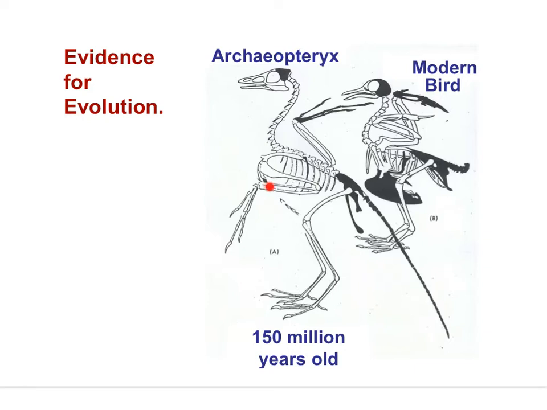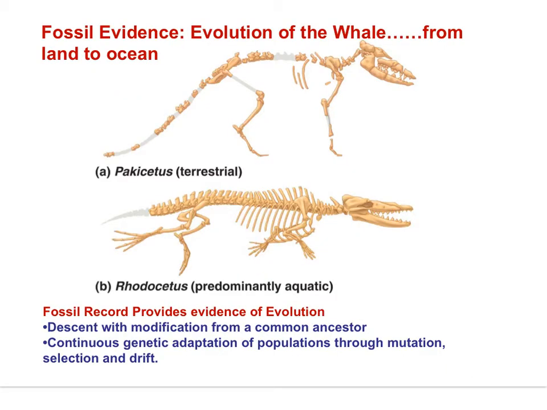Also notice the sternum, the breastbone, to which muscles for flight are attached. Modern birds have a huge sternum to which the large flight muscles are attached, while the Archaeopteryx has a very small sternum. The Archaeopteryx probably did not fly. So the Archaeopteryx serves as a window on what transition species might look like, in this case transition between reptiles and modern birds.